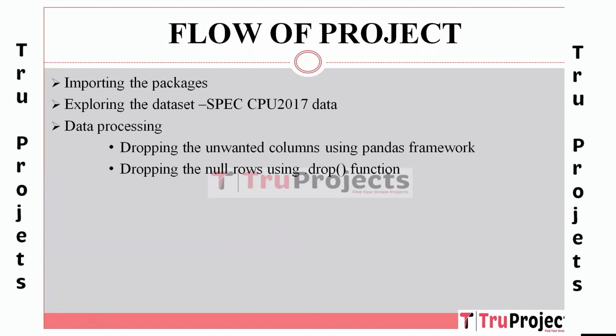Data processing, in which we drop the unwanted columns using the Pandas framework and drop the null rows using the drop function. In this module, columns that do not contribute to performance prediction are removed using the Pandas framework. Additionally, rows with missing or null values are dropped to ensure data quality. Proper data pre-processing sets the stage for accurate analysis and model development.